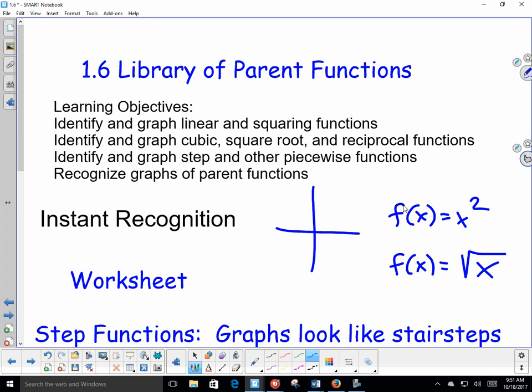That's the one that's going to start at 0, 0 and go out to the right. That one looks like this. People at home can't see my hand. It looks like this. This is the square root of x graph, right? That's that one, and so on.